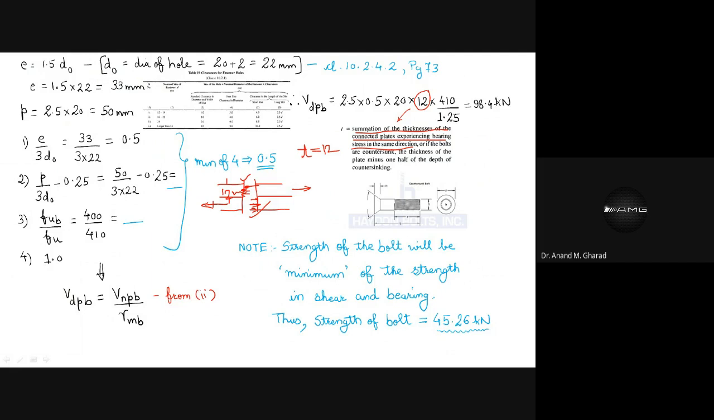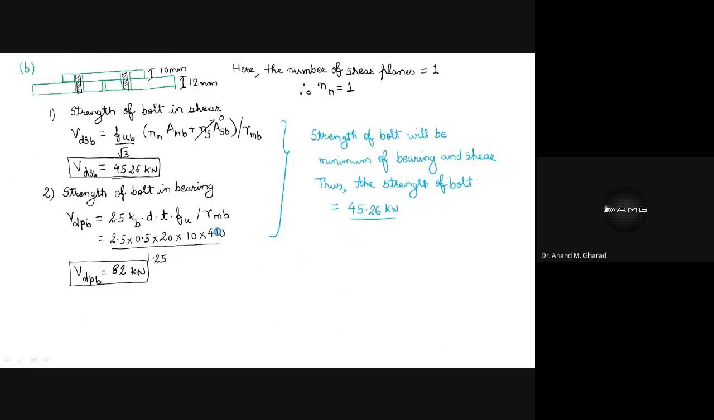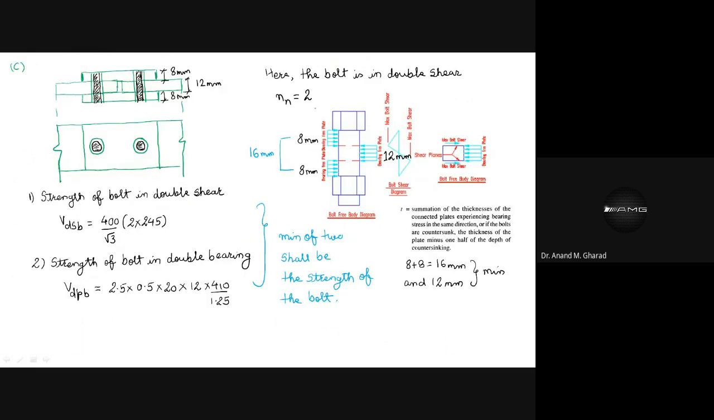Although it is written summation over here, the condition is that summation of the thickness of those plates which are experiencing the bearing stresses in the same direction. Here that is not the case. That possibility can be there when we will be experiencing double shear effect. Okay? So look at this figure. Can you see this figure? In this figure, as you can see, the bolt is experiencing double shear.